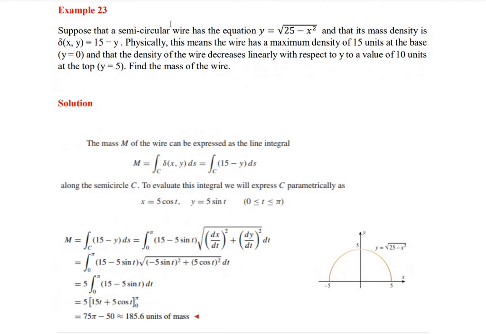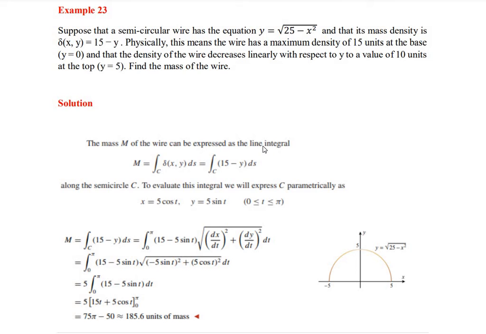Next question: suppose that a semicircle wire has the equation y = √(25 − x²), and its mass density is δ(x, y) = 15 − y. Physically, this means the wire has a maximum density of 15 units at the base, that is y = 0, and the density decreases linearly with respect to y to the value of 10 units at the top, that is y = 5. Find the mass of the wire.